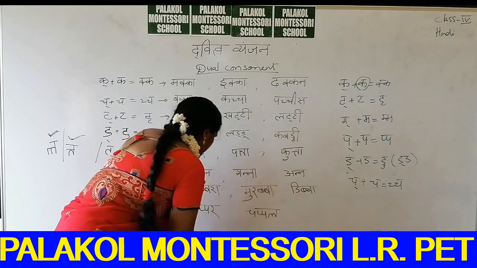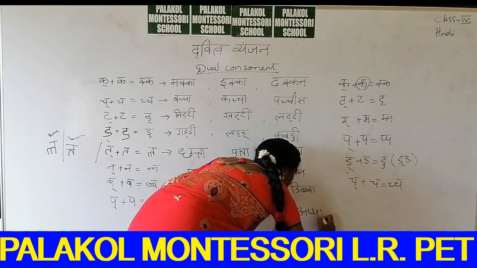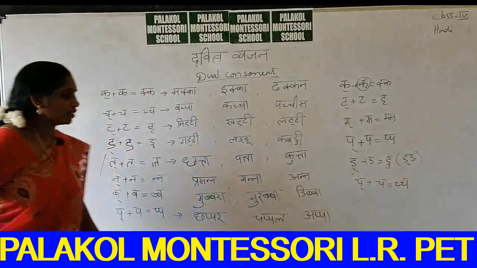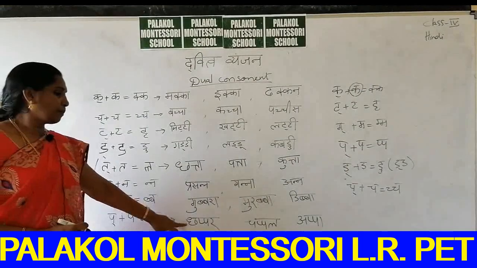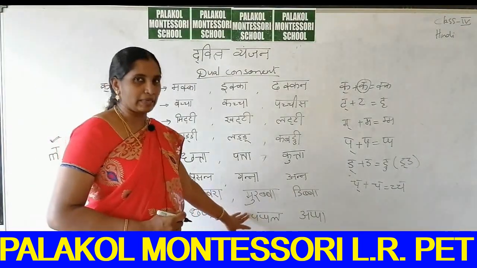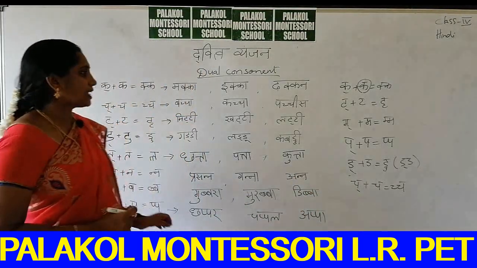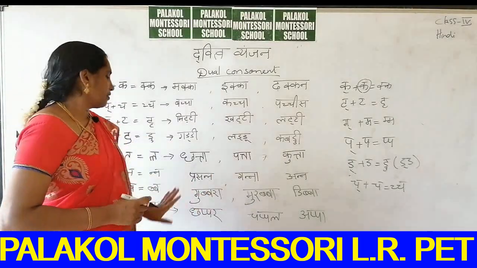Chappal. That is called a slipper. Next, appa. What is that? Appa is a father. Here once, chappar. Chappar means roof. Chappal means slippers. And appa means father. So, these are the dual consonant words.